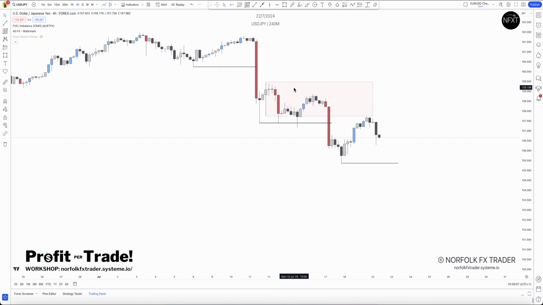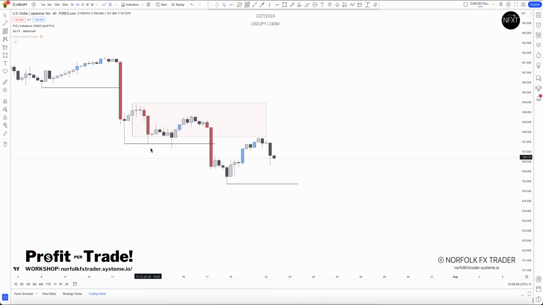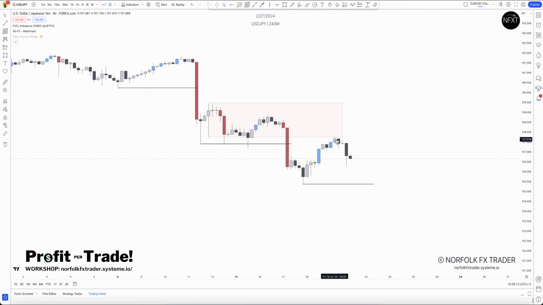So this is key to understand. This is where we see the continuation of the bearish move at the moment on this time frame. Price comes back to tag that area of supply. Now we also have here an area of imbalance.